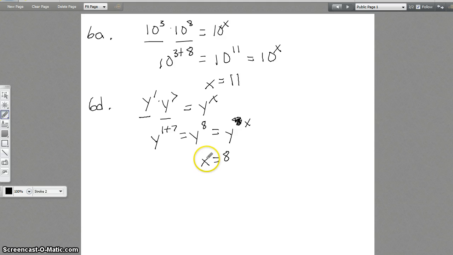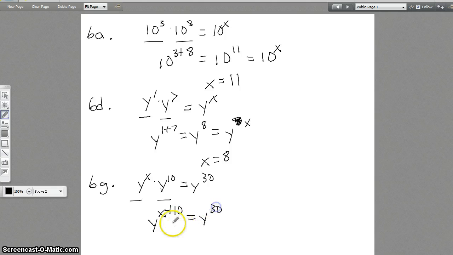Let's do another one. Here's a different one, number 6g. Y to the x times y to the 10 is equal to y to the 30. Multiplying two numbers with the same base, so we copy down the base and we add our exponents, x plus 10, and that has to equal y to the 30. So that means x plus 10 must be equal to 30. X plus 10 equals 30. And that means that our x is 20.